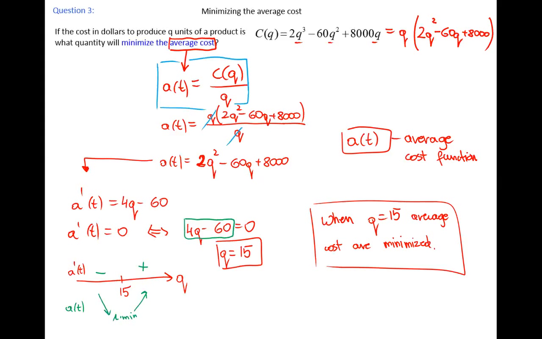Okay, next one. The cost function is given, C of Q is 1000 plus 20Q. Wow, so easy compared to the previous questions. Find the marginal cost to produce the 200th unit and the average cost of producing 200 units. That's when we have to find the marginal cost and the average cost. The cost function is nice and simple, 1000 plus 20Q, just a linear function.